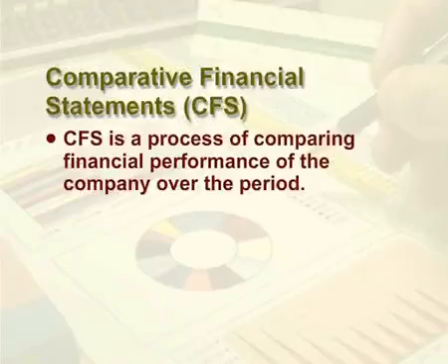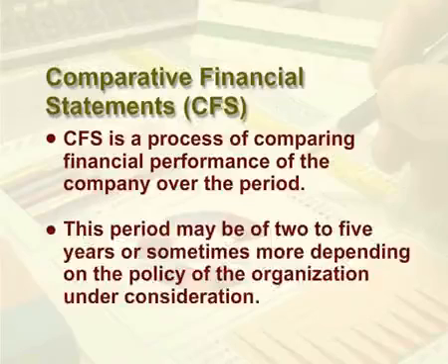Similarly, CFS is a process of comparing the financial performance of the company over a period. This period may be of 2 to 5 years or sometimes more depending on the policy of the organization under consideration. Under CFS, 2 or more balance sheets and or income statements are presented simultaneously in column form. The yearly information is presented in adjacent columns in order to facilitate periodic interpretation of the data.